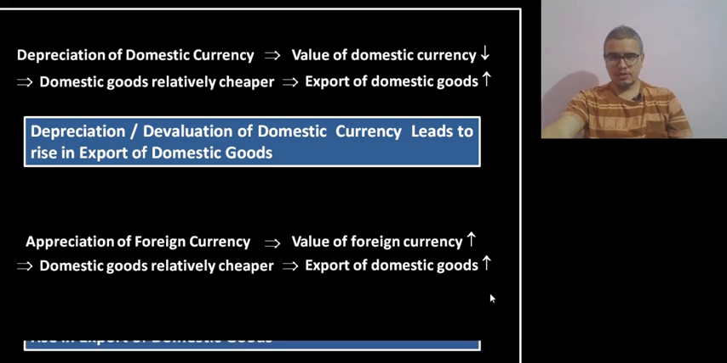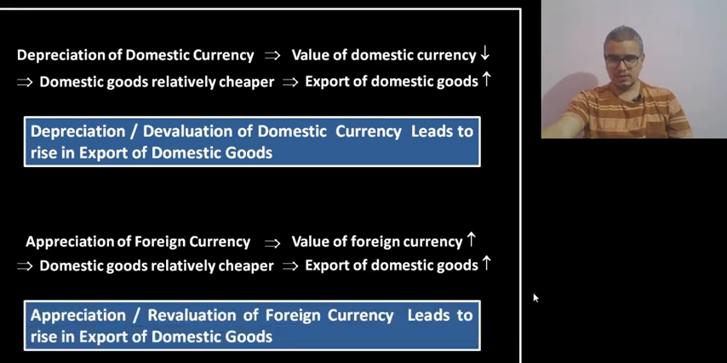Okay, we can draw a conclusion from this also that whenever there is appreciation or revaluation of foreign currency, then obviously it will lead to rise in the export of domestic goods. Okay, appreciation of foreign currency, there will be rise in export of domestic goods.